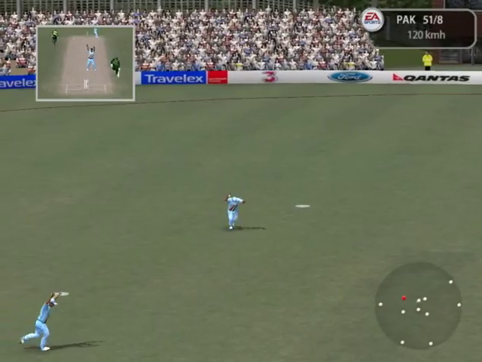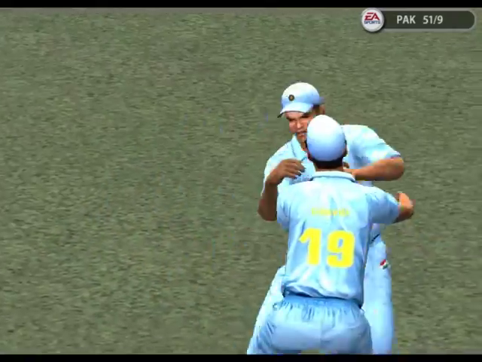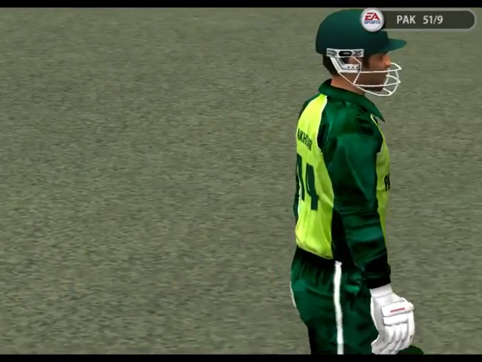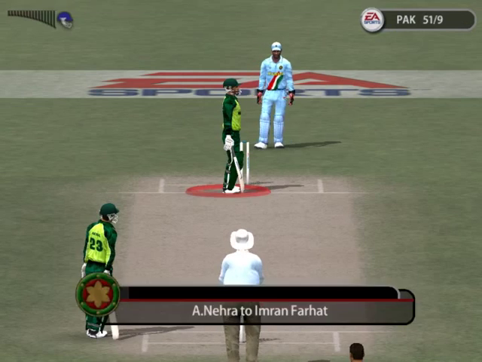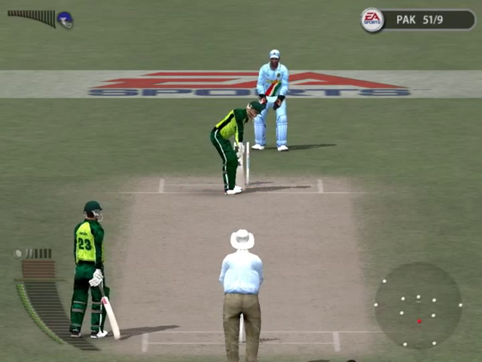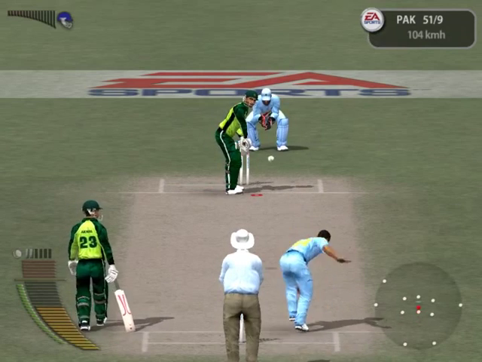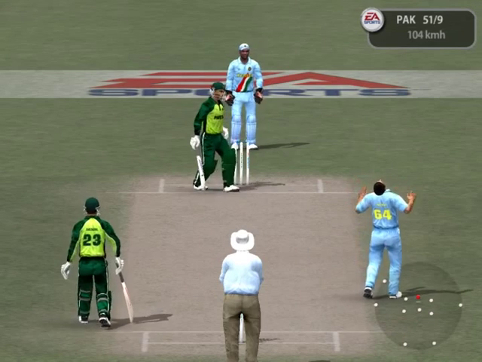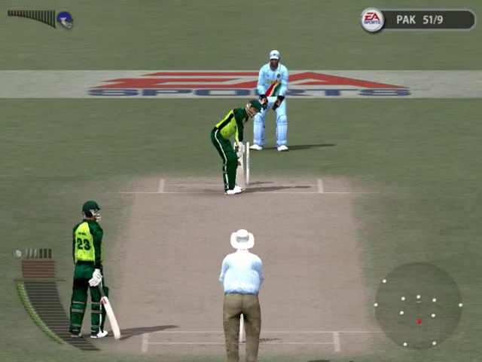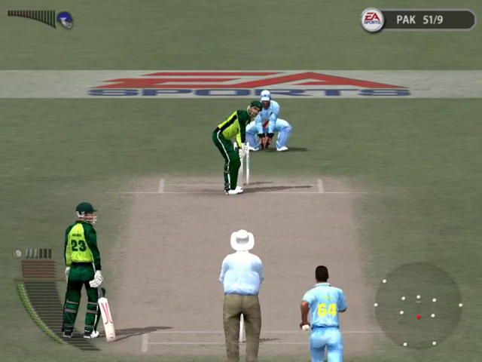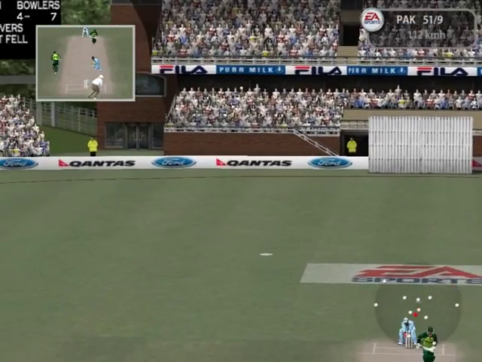And that's out. Caught by Gambia. Might have looked easy, but it wasn't. Nehra has taken 4 wickets now. This was the end of the innings for Shoaib Akhtar. Nehra the ball to Imran Farhat. Good ball. Nehra to Imran Farhat. That's gone high in the air.